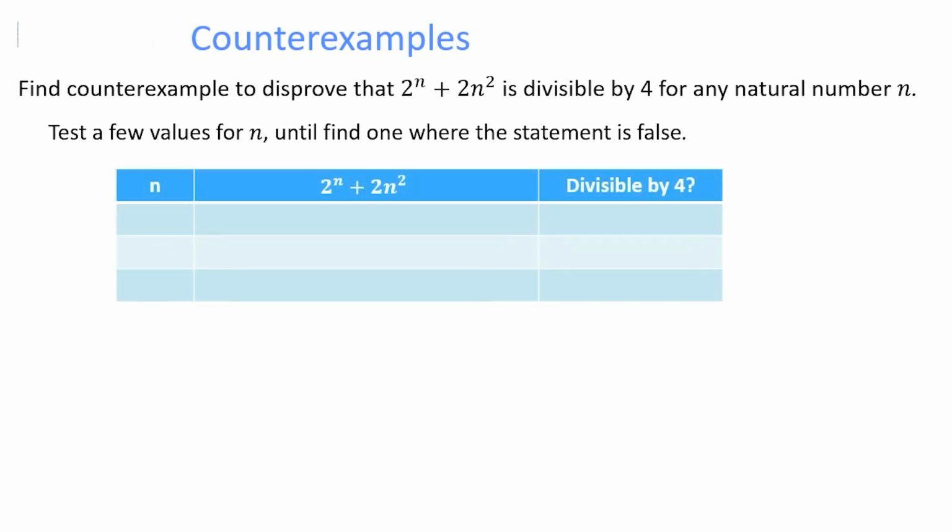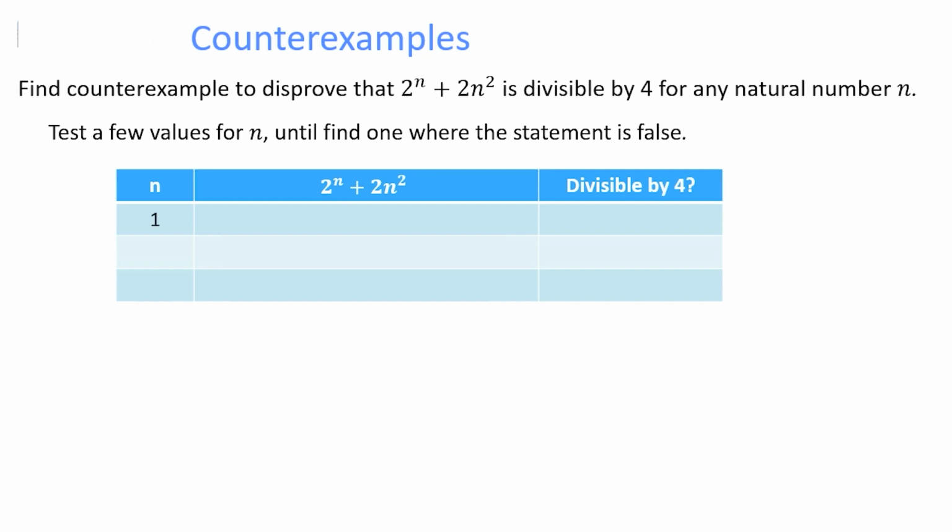I'm going to arrange this data into a table. I'm going to use one column for the values of n, one column for the values of this expression, and I will be able to decide easily whether the solution is divisible by 4 or not. I'm going to try with easy numbers.